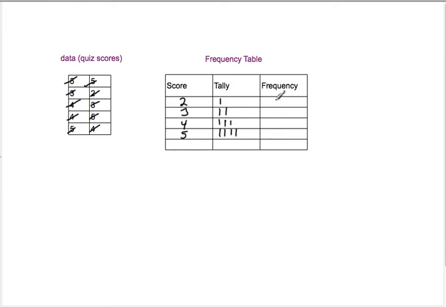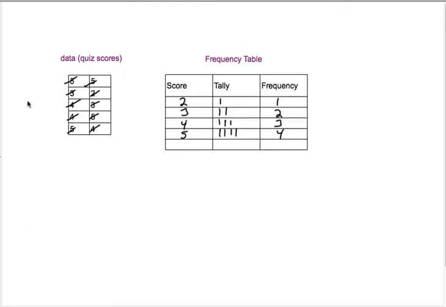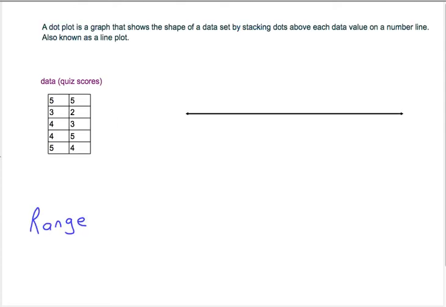Okay, so here's the frequency. There's 1, 2, 2 3s. Alright, and there's a frequency. Moving on. We can also make a dot plot. So here's the same data, you'll notice, the quiz scores. I just pasted it over to here. So we have the same quiz scores, except this time instead of a frequency table, I'm going to make a dot plot or a line plot.